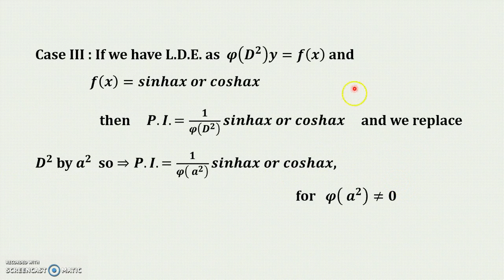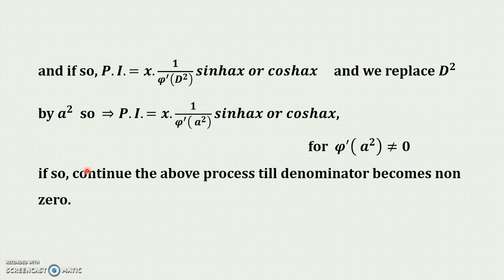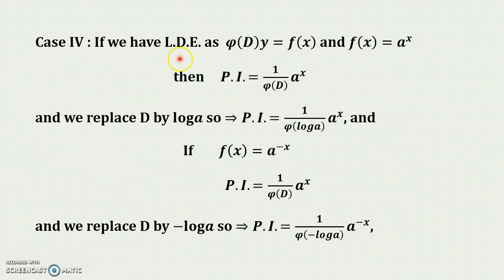In the third case, if your function is hyperbolic sine or cos, it is the same as the previous one. We get the same result, but we have to replace D square by a square here, not minus a square. In the next case, if the function is e raised to power ax, then the particular integral is equal to 1 upon phi of D into e raised to power ax, and this D is replaced by log of a only. And if the function is e raised to power minus ax, then D is replaced by minus log of a.